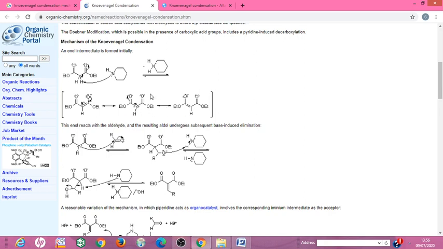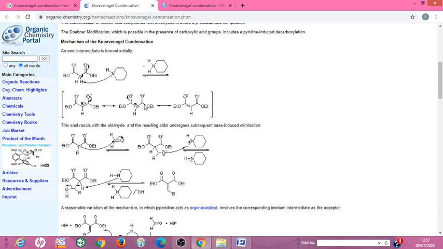Similarly, this compound has another carbonyl group, and this carbanion tautomerizes into another ion, forming another resonating structure. Hence this carbanion is a highly stable carbanion because it tautomerizes and gives two resonating structures. This is the first step of the Knoevenagel condensation reaction.